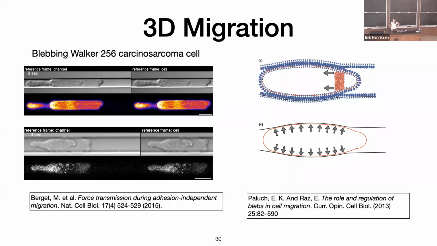In terms of three-dimensional migration, one system that people look at is confined migration. This is showing actin here, and this is showing myosin. And this cell does use blebs. This is that same cancer cell that was migrating through the extracellular matrix from before. And you can see there are blebs and also rear contraction here.